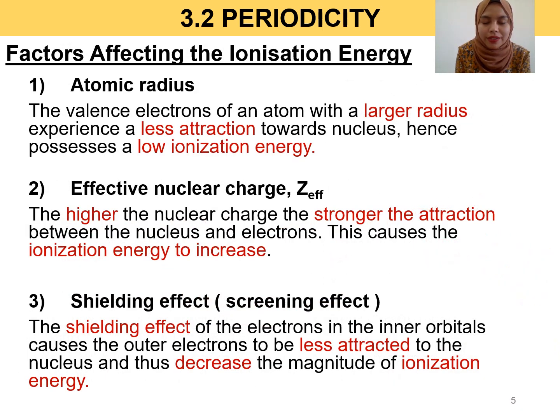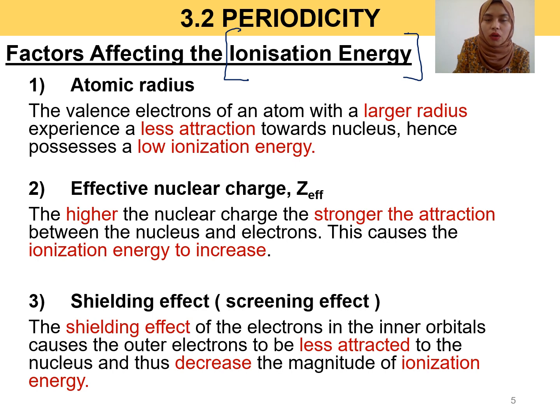Actually, there are three factors that will affect the magnitude of ionization energy. Kiranya kalau ionization energy tu dia besar ke kecil ke, ada tiga faktor yang mempengaruhi dia, which is the first one is atomic radius, the second one is effective nuclear charge or ZEF, and the third one is the shielding effect.